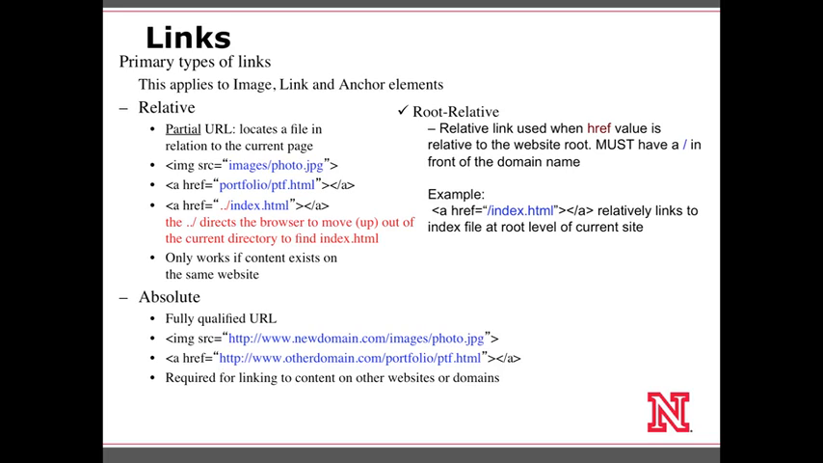If it doesn't start with HTTP, it's not an absolute URL, and it's either wrong or it's relative. Those are the basic two. Now within relative, you have what's called root relative, and that's an uncommonly used path type. It's used when the href value is relative to the website root. What that means is that it's basically telling the link we're starting from the root level and then going to this folder structure.